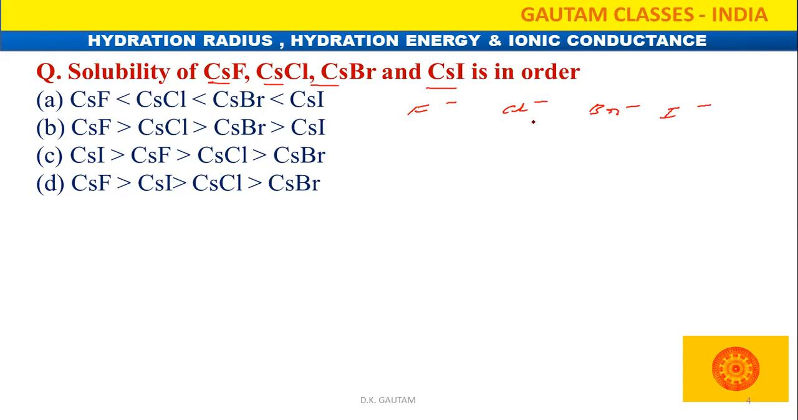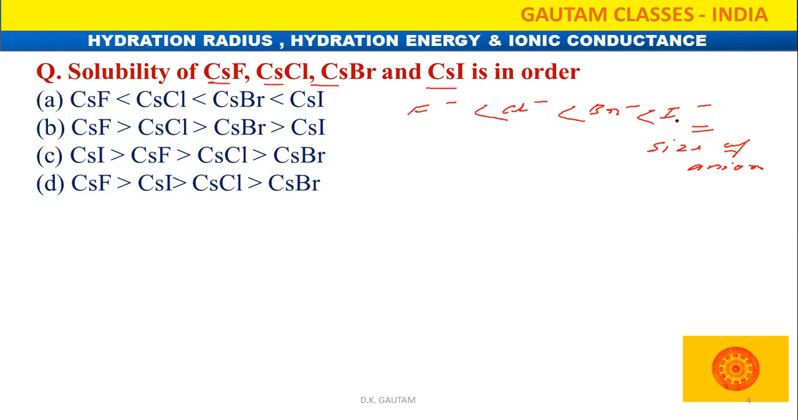So definitely we have to think according to the size of the anion. Which one is the largest in size? Iodide ion, then bromide ion, then chloride ion. That is the size of the anion. If the size of the iodide ion is the highest, what about the hydration? Hydration for the iodide ion will be the lowest.